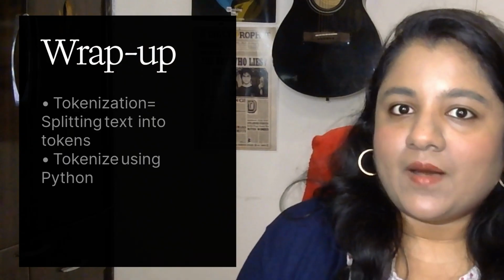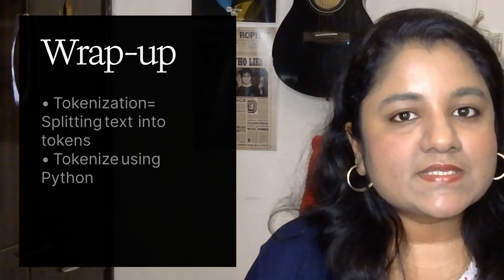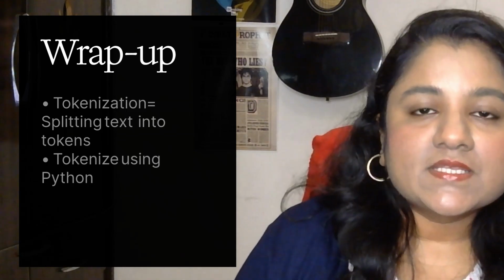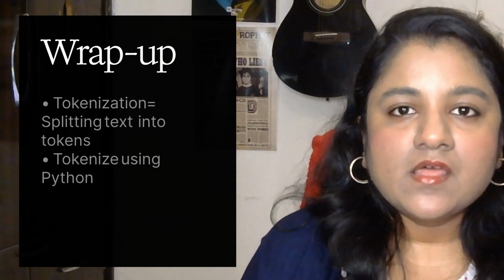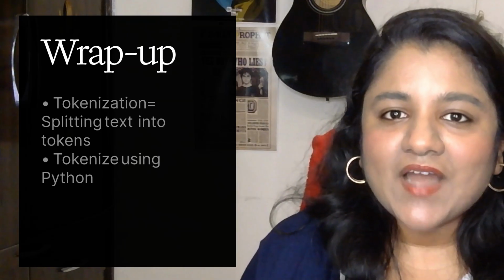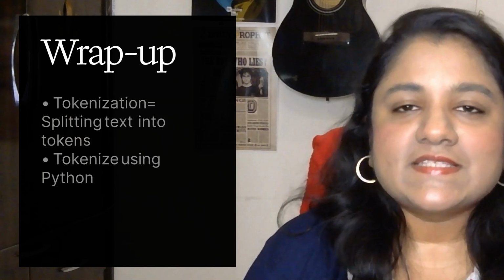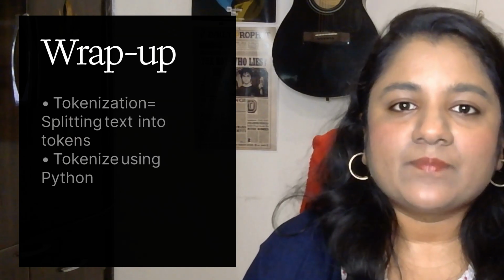So, to wrap up, tokenization is splitting text into smaller pieces called tokens. Tokens can be words, subwords, or sentences. This step is the foundation of NLP. Without it, we can't analyze or model text. We also saw how to tokenize text in Python using NLTK. In the next episode, we'll go deeper into cleaning text, removing unnecessary words, and reducing words to their base forms with something called stemming and lemmatization.